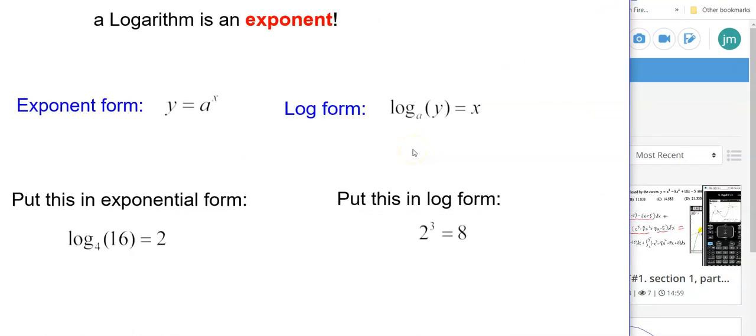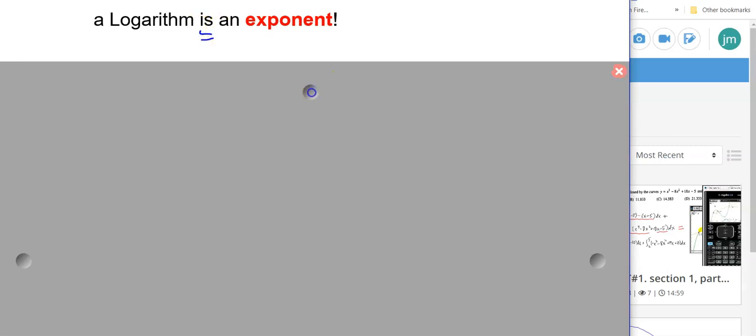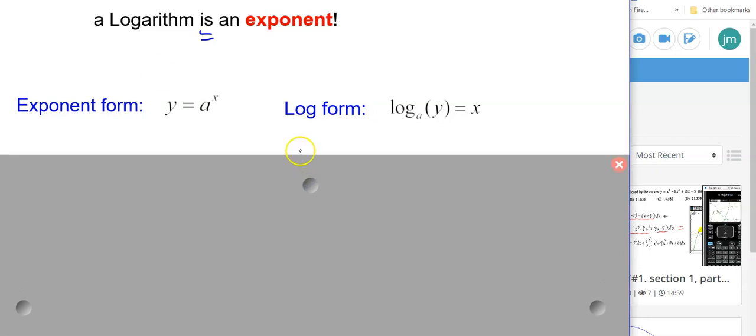So we're going to use logarithms. So we have to learn what a logarithm is. Well, it's a pretty good definition right there. Short and sweet. A logarithm is an exponent. A logarithm is equal to an exponent. That's helpful to know. These are the two forms of logarithms.